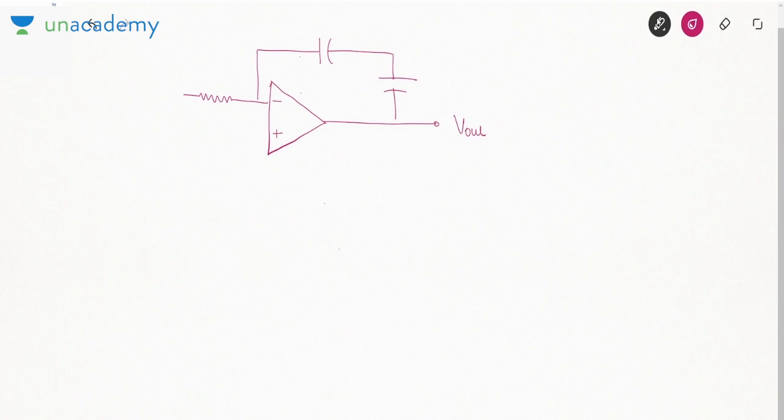Now see what will happen. Initially my Zener diode is off. These are the two capacitors. This is V out. Suppose this is VC1, this is VC2. If I apply KVL, this is 0 volt. V out is 0 minus VC1 minus VC2. That is minus VC1 plus VC2.